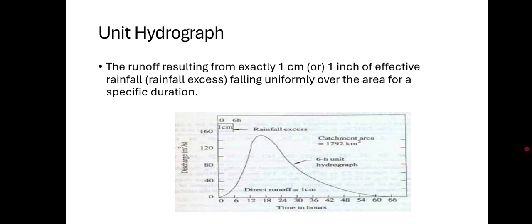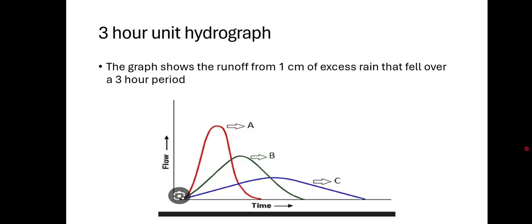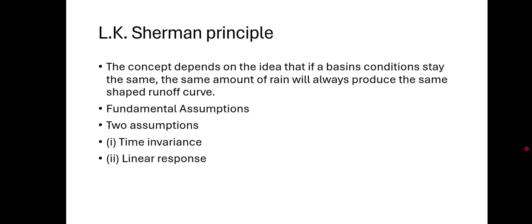The runoff resulting from exactly 1 centimeter or 1 inch of effective rainfall, or rainfall excess, falling uniformly over the area for a specific duration. The graph shows the runoff from 1 centimeter of excess rain that fell over a 3-hour period. Then L.K. Sherman's principle: the concept depends on the idea that if the basin conditions stay the same, the same amount of rain will always produce the same shaped runoff curve.